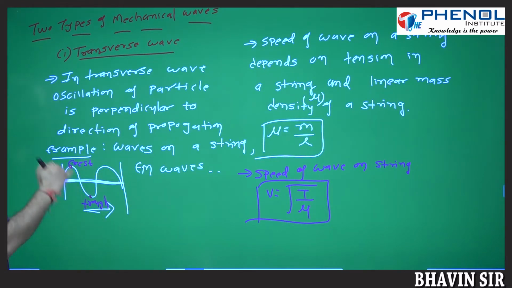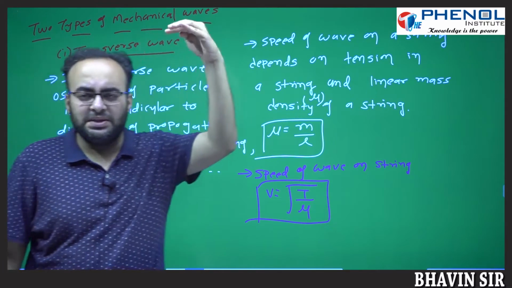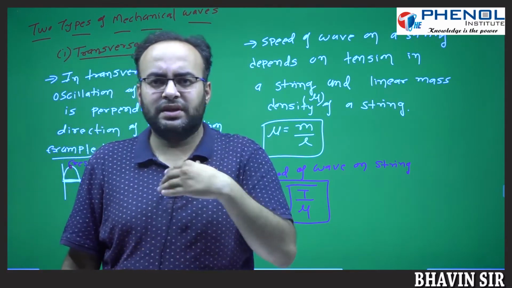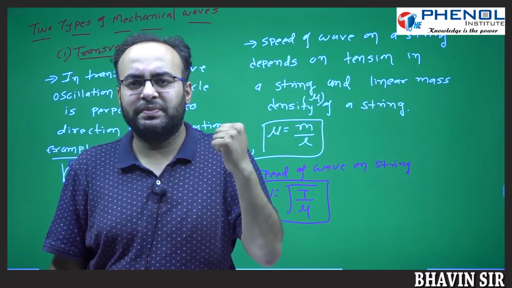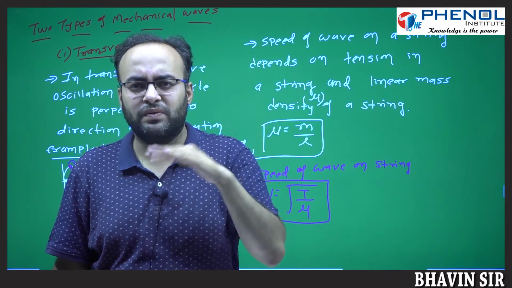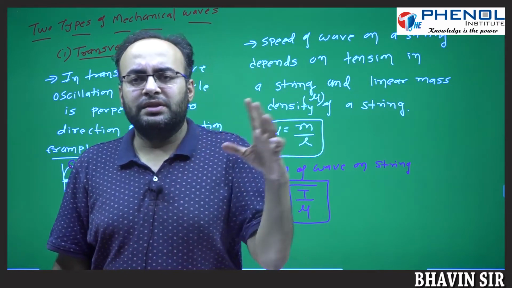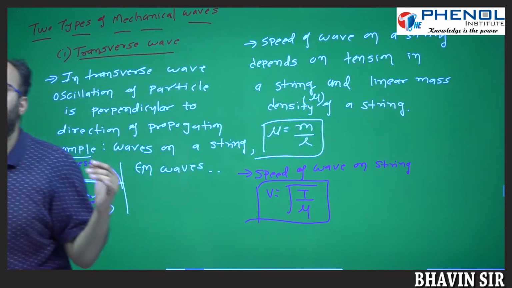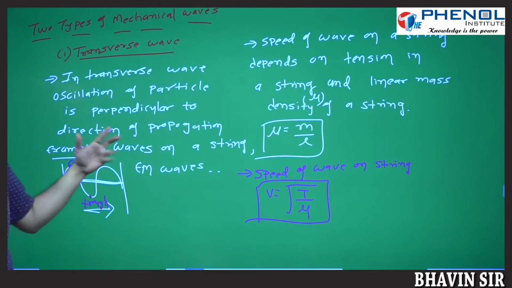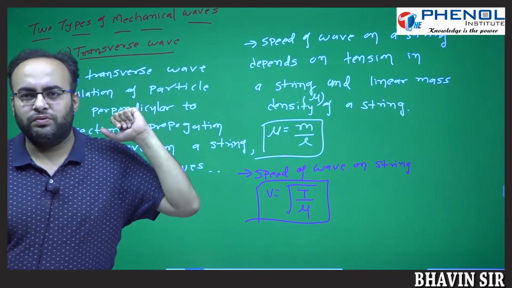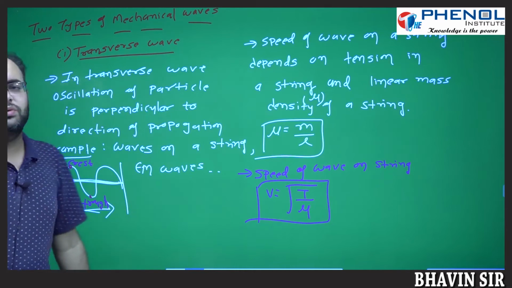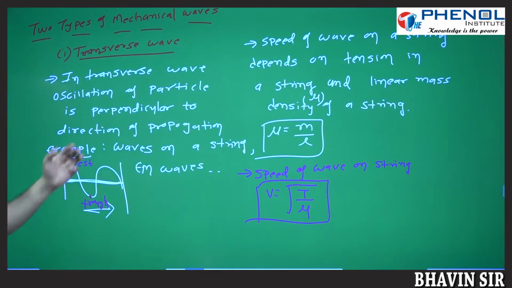Crest means the upper side maximum displacement, and trough is the lower side maximum displacement. So crests and troughs are formed during the propagation of EM waves: crest, trough, crest, trough, crest, trough. So that is the transverse wave.